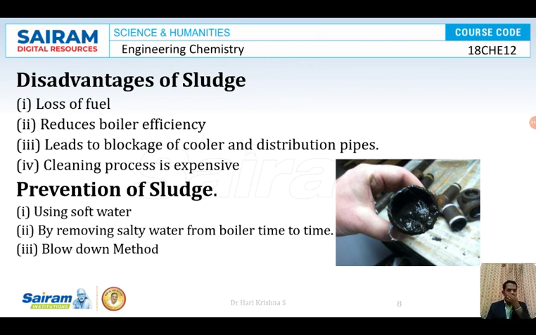Next, because of this, not only scales and sludge, you also have boiler corrosion. Why does a boiler corrode? We will discuss that in our next session.